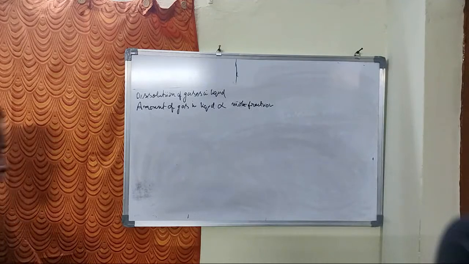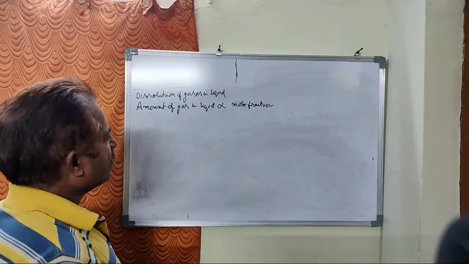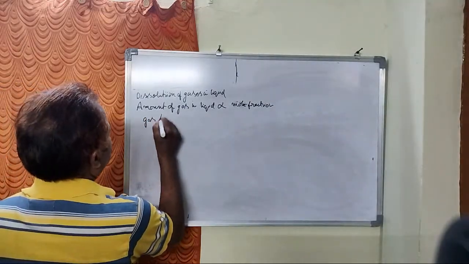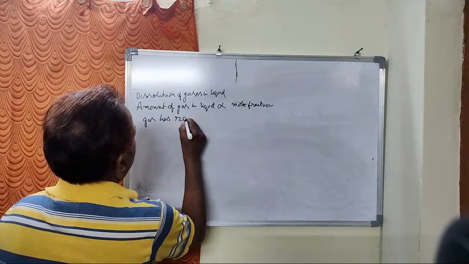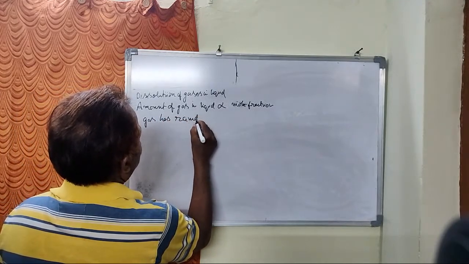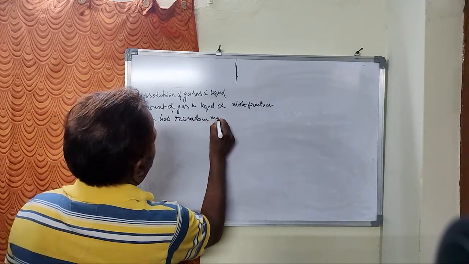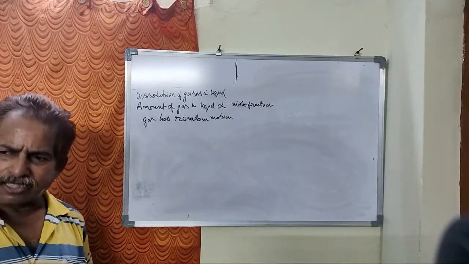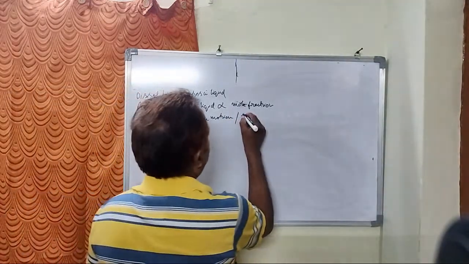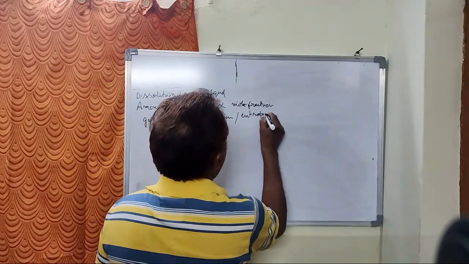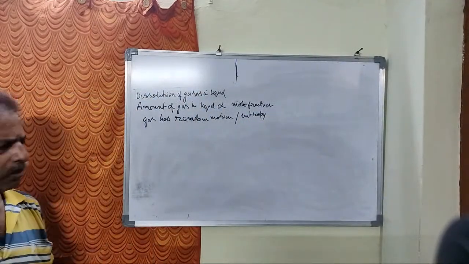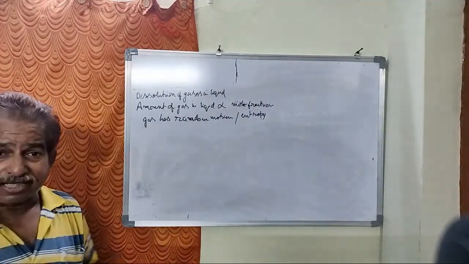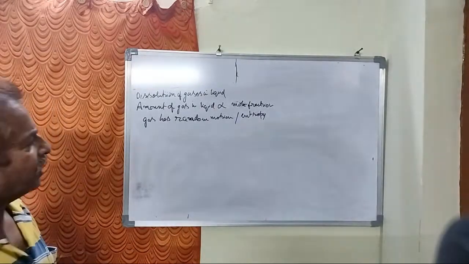Now, when a gas is dissolved in water, what will happen? Gas has random motion. The randomness is measured in terms of entropy. When a gas dissolves in liquid, the randomness decreases. Randomness decreases means entropy decreases.